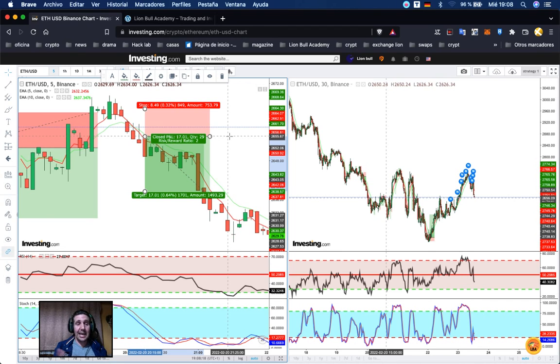You can use it in any crypto, and you can also use it in the index market. In crypto, it works better because it's more volatile. In the index, be careful in a lateral market because it gives a lot of wrong signals.